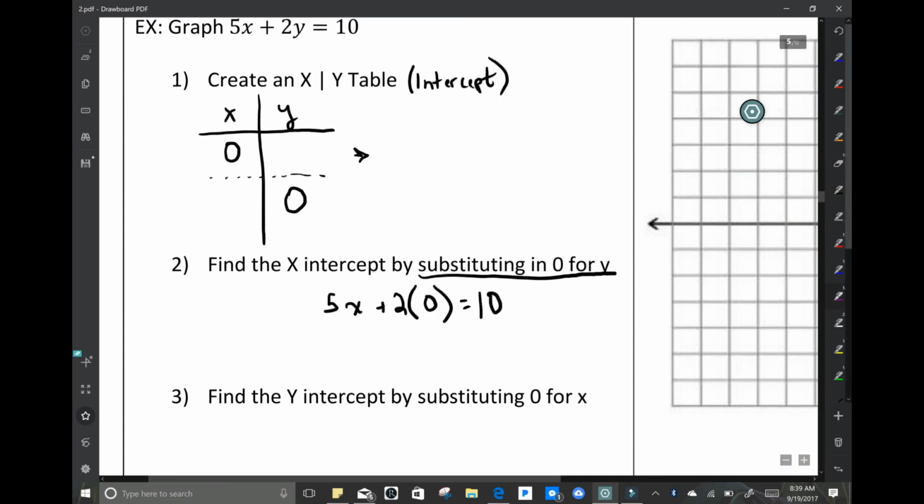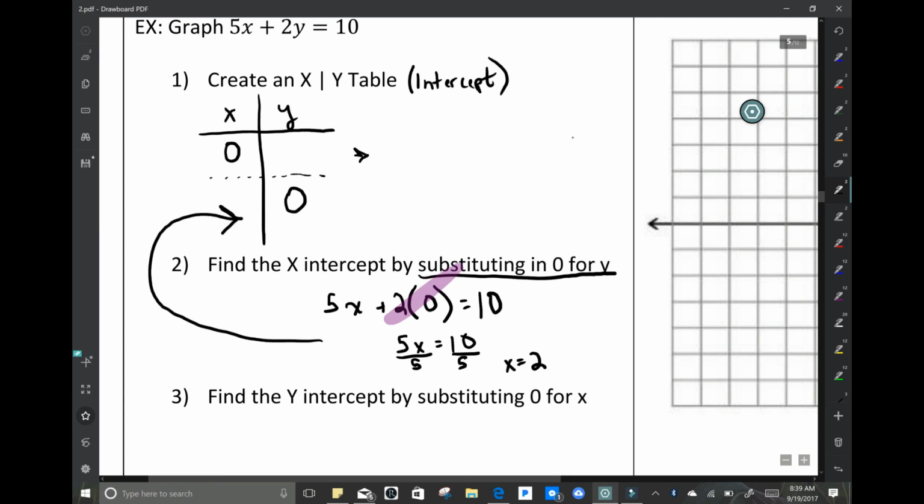And you solve that. What happens is 2 times 0 just cancels out to 0. We have 5x equals 10. That should be an easy solution because x equals 2. What that means is x is equal to 2, y is equal to 0. So the x-intercept down below here is (2, 0).